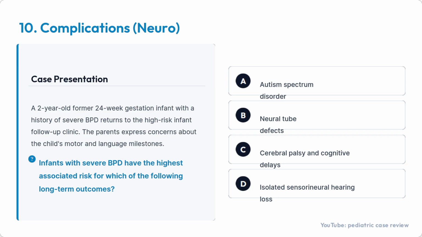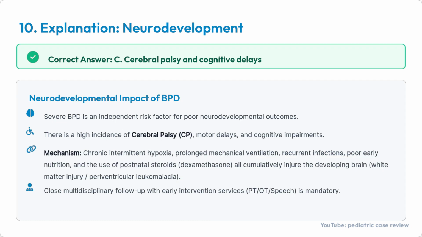Option A, autism. Option B, neural tube defects. Option C, cerebral palsy. Option D, hearing loss. The correct answer is option C, cerebral palsy and cognitive delays.